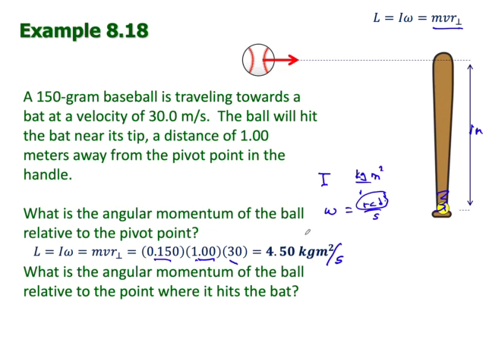What's the angular momentum of the ball relative to the point where it hits the bat? It, of course, is 0 because the R in this case is 0. And again, the units are that.